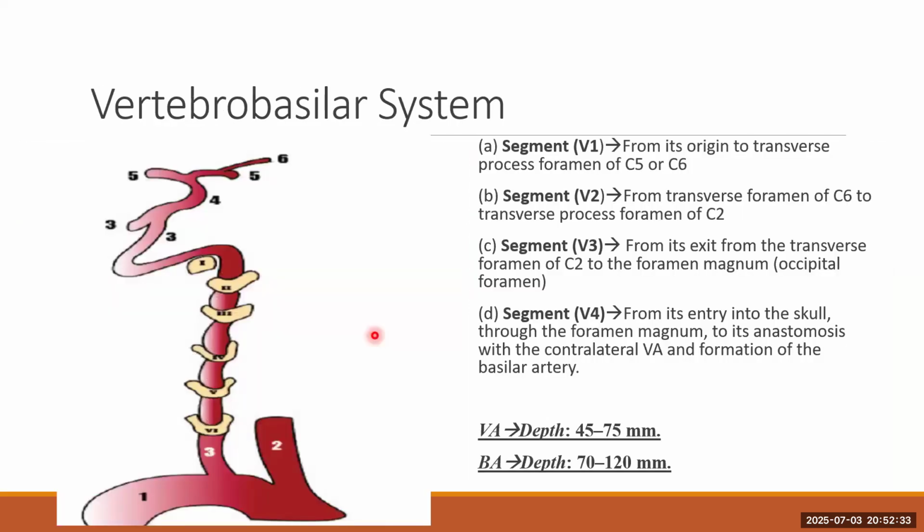And this is again a vertebrobasilar system insonation. We need to know the segments of the vertebral artery, that is V1 to V4. What we are insonating is the intracranial, that is the V4 segment. The vertebral artery is again insonated at 50 to 60 mm, whereas the basilar artery is always beyond 80 mm.